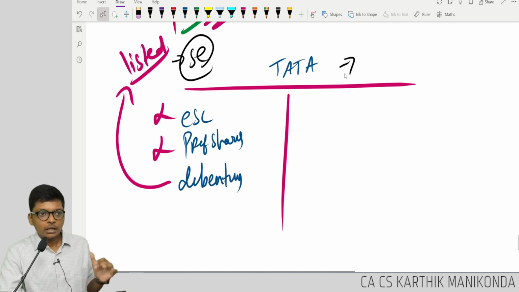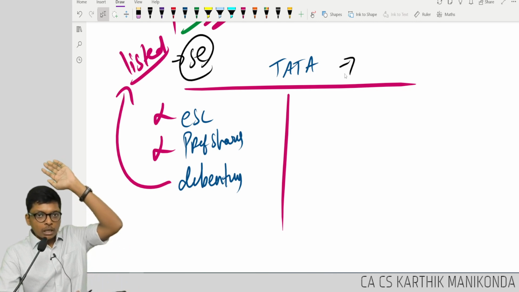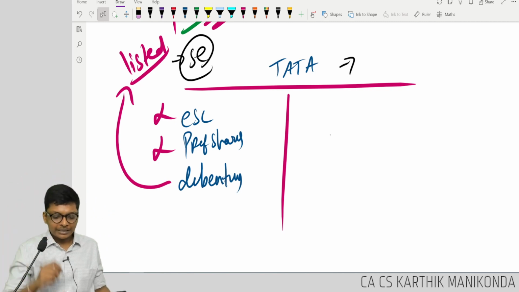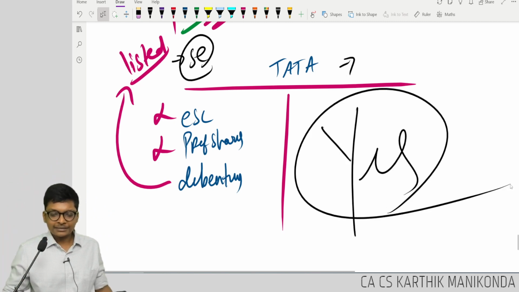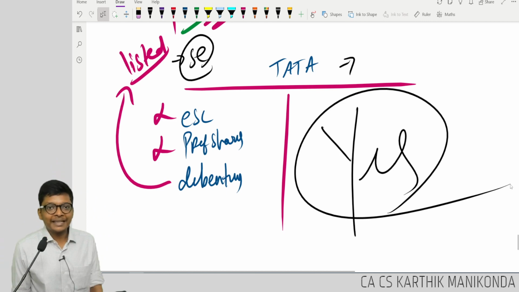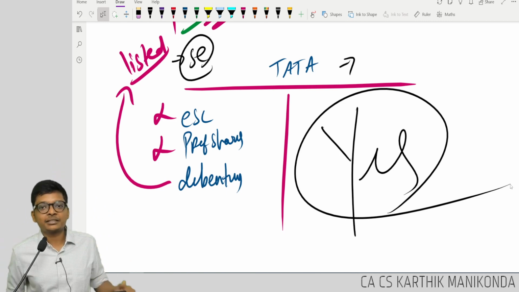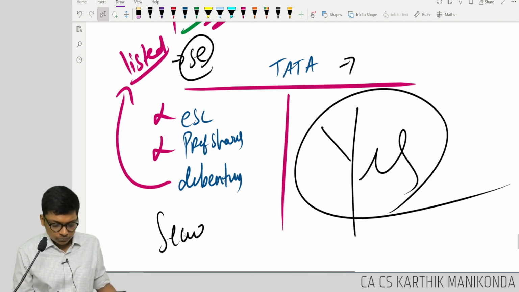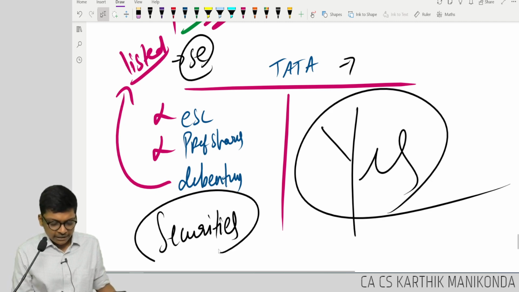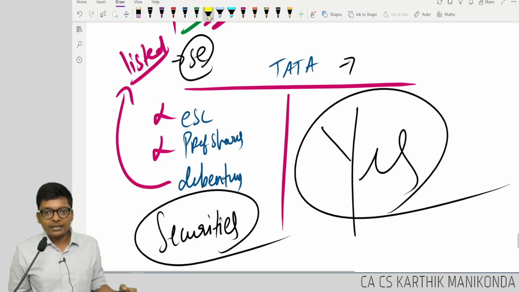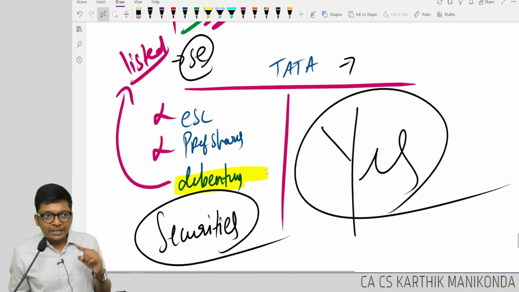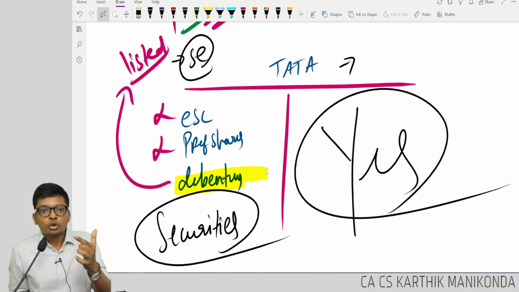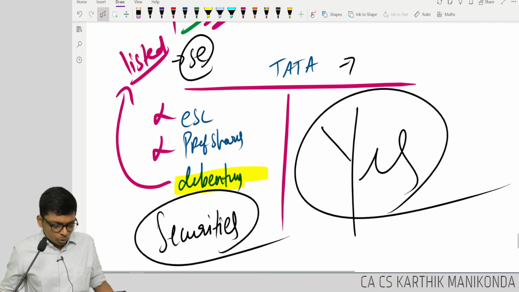Hello, guys. How many of you know? How many of you yes? The answer is yes. They are not saying listing of shares. They use the word listing of securities. So understand that debentures also can be listed and debentures also can be bought and sold. Are you following, guys? You can check in Google.